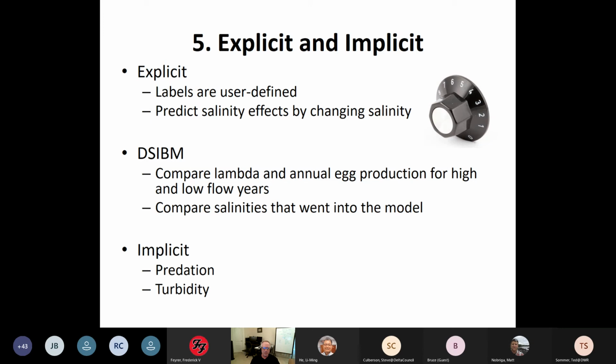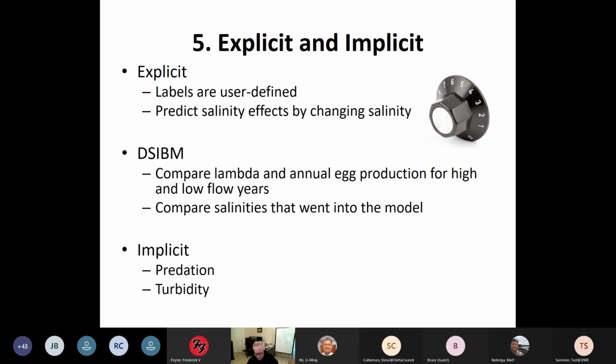The DSIBM, we have a bunch of outputs. How did we do salinity? Well, we didn't go in there and add salinity to every box, every day, every channel. We contrasted population growth rate and annual egg production for high and low flow years. And then you interpret what that means for salinity. So you see how much salinity differed between high and low flow years, perhaps by season, by key locations. Now you know what the change in salinity was that you put in and what the response was.